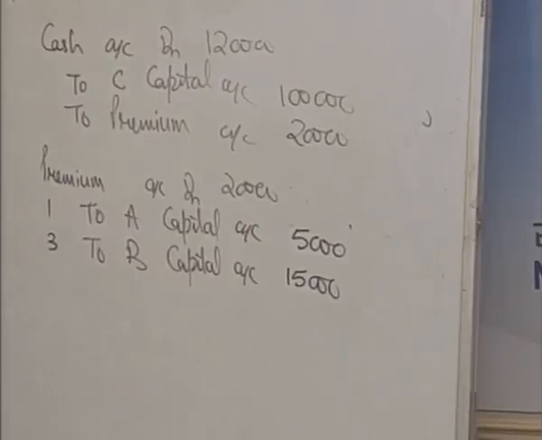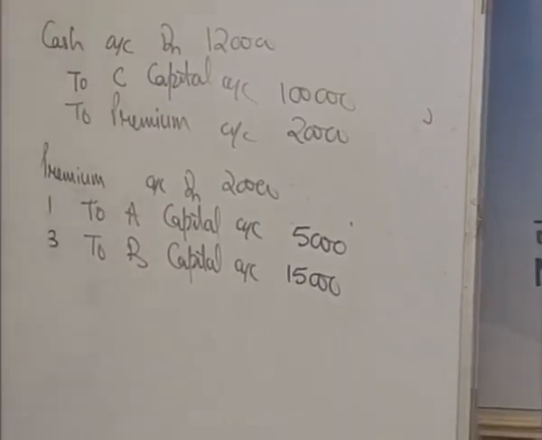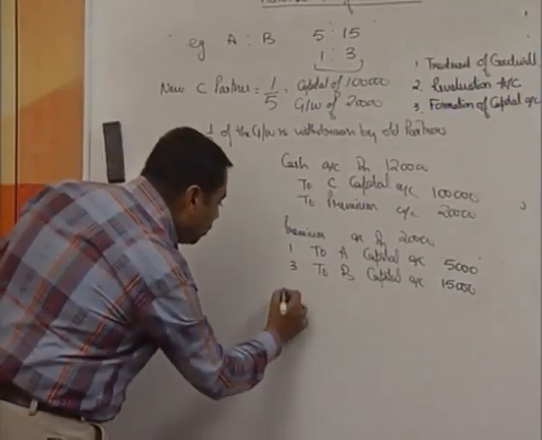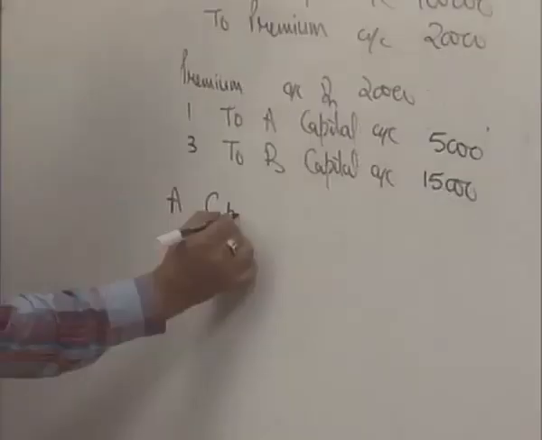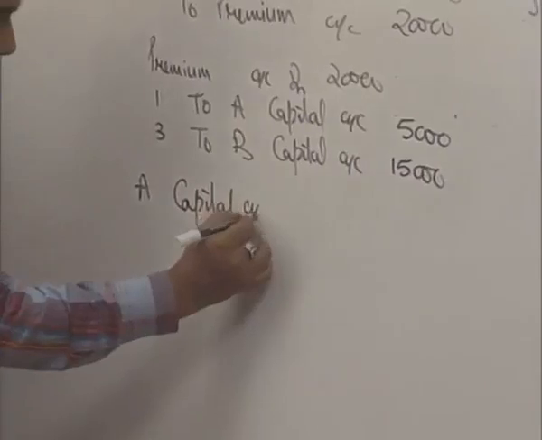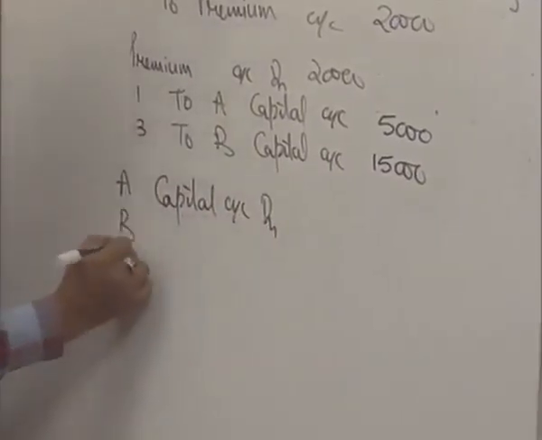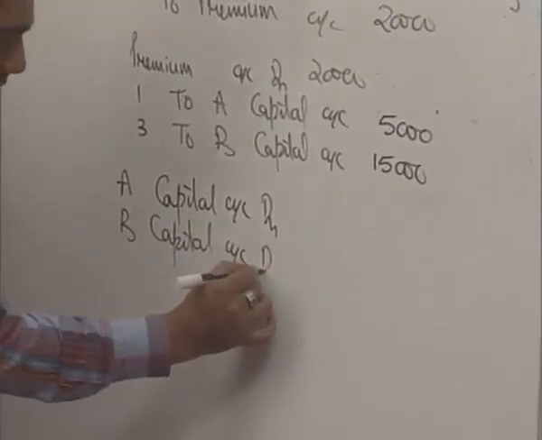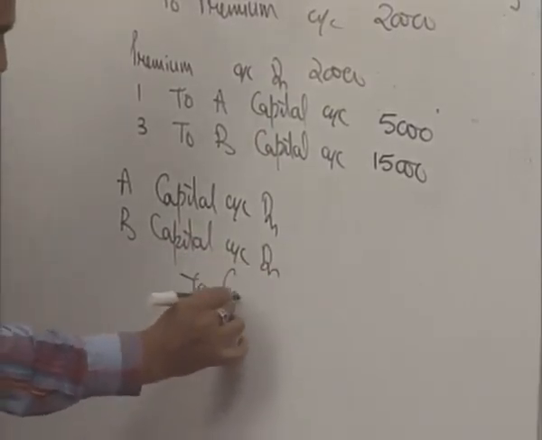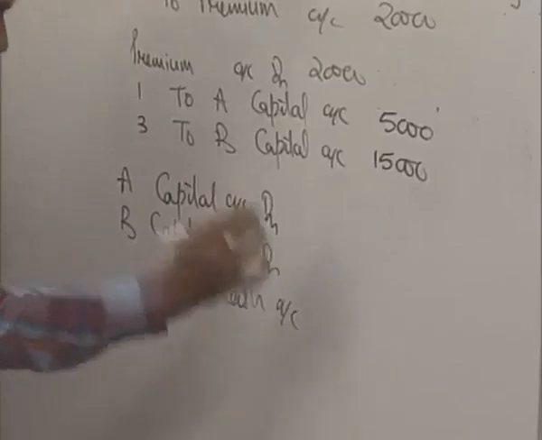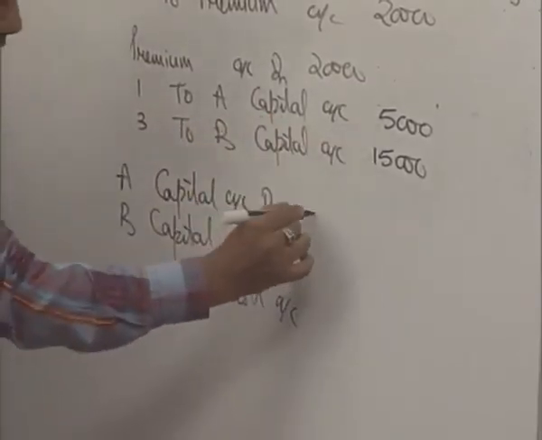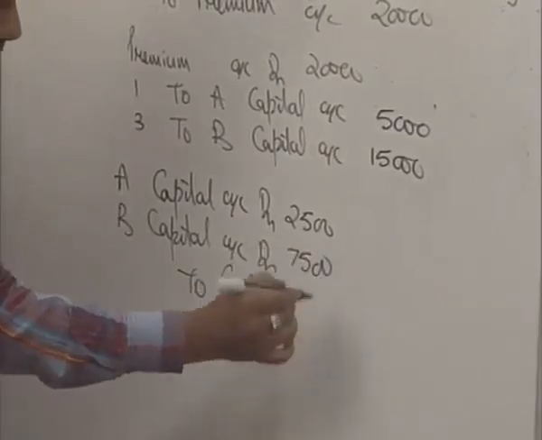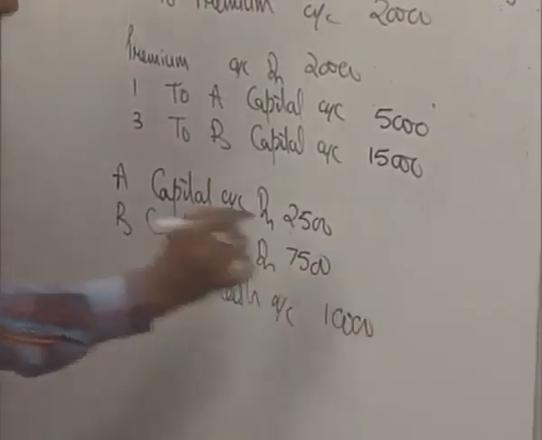The next step is, half of the goodwill is withdrawn by the old partners. In case they withdraw the goodwill, you are going to debit them. A's capital account debit, B's capital account debit to cash account. Half of 5,000 is 2,500, half of 15,000 is 7,500, and the total is 10,000.